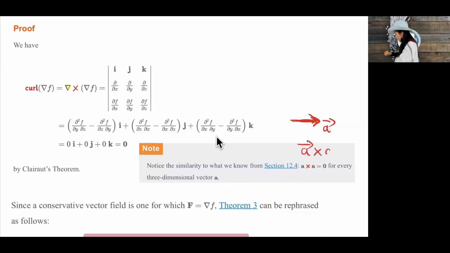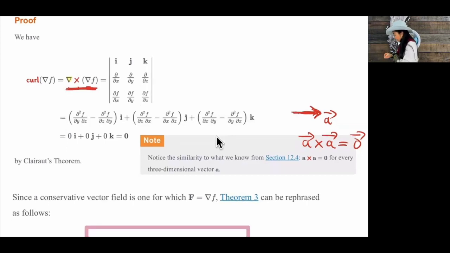A cross A is equal to 0, the zero vector. Now this one here is kind of like this. There's a similarity. Del cross del of f is equal to the zero vector. You can try to see the similarity between this one and this one.